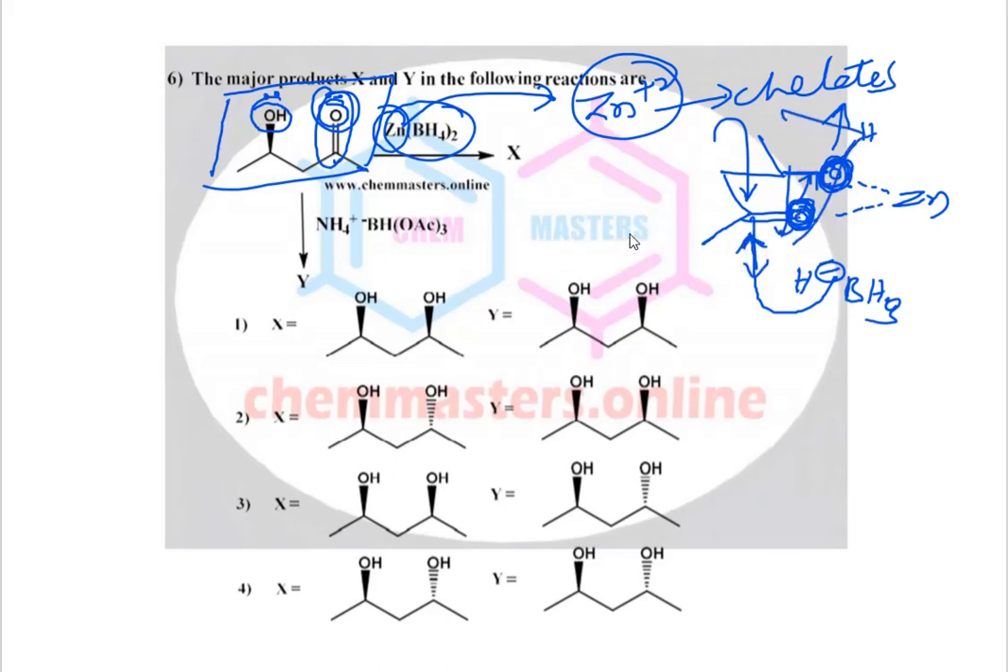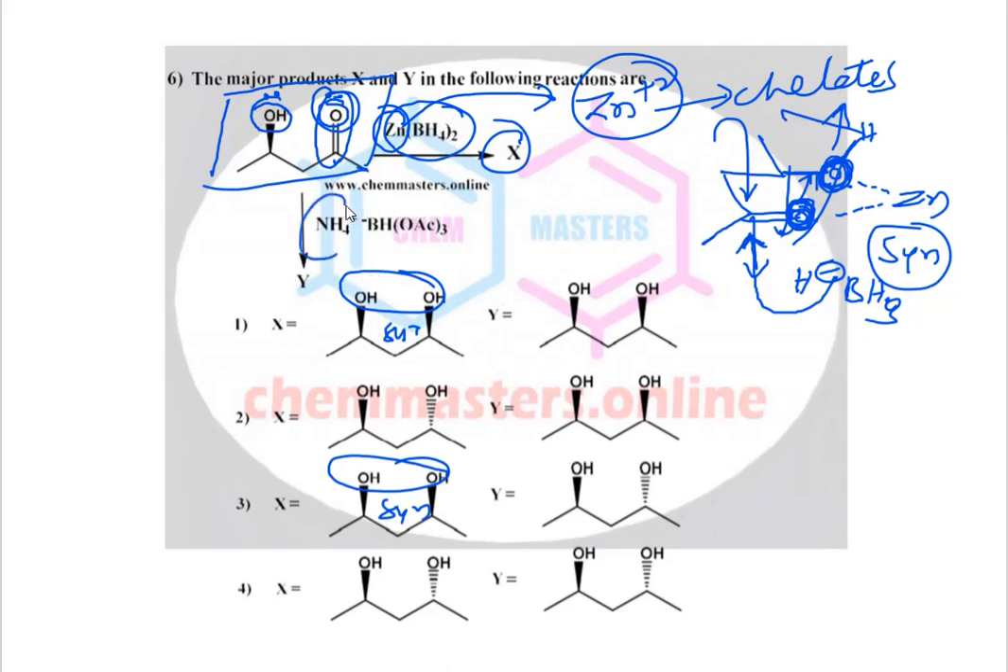Simply, what you get from this is that the syn product is the major product because zinc chelates with the two oxygens. Here option 1 is the correct one. The syn product is the correct one for this zinc borohydride reduction. Now the second case, here we have a salt, borohydride with ammonium.